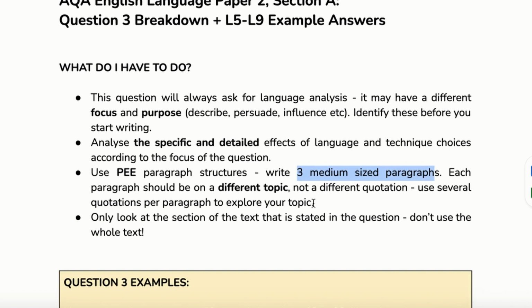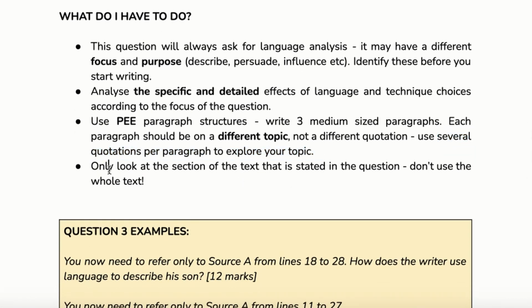So I try personally to not do it that way around if I can help it, because your language analysis will be more basic if you're only looking at one technique in that entire paragraph. If you have a more general topic that you're exploring, you can then use several quotations per paragraph, and you can also use several techniques that are different there. So it gives you a much broader range across the whole answer if you're not just structuring it technique by technique.